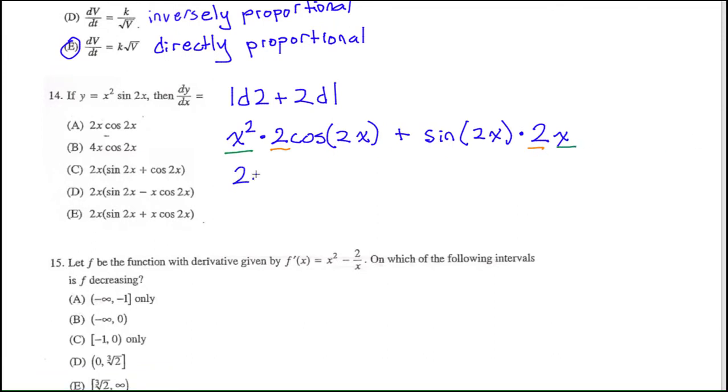So a 2x comes out front. And what's left over? I have an x cosine of 2x. And I'm also left with a sine of 2x. And notice that it's x times cosine, and there's a plus in between, x cosine. Looks like our answer is E.